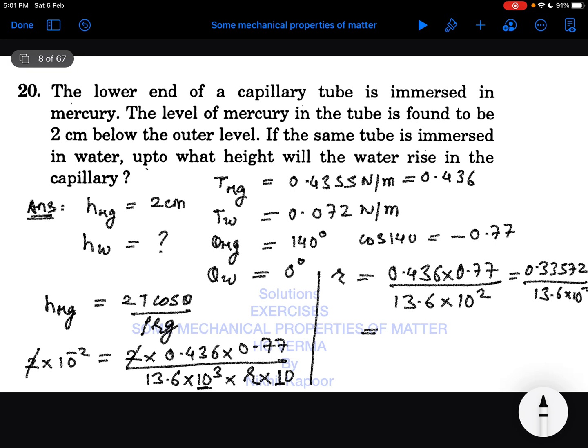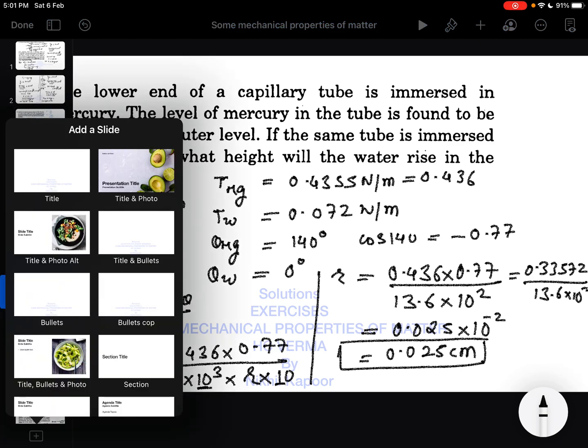On dividing, that comes out to be 0.025 approximately into 10 raised to minus 2. So 0.025 centimeter is the radius of the capillary tube, which can be directly used to find the rise of water in the same tube. So let's take the next page.